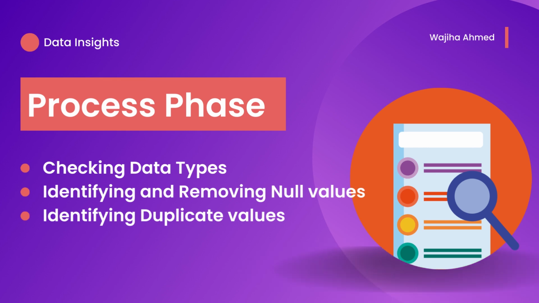Now we're discussing the third phase of the Cyclistic Bike-Share analysis, the process phase, in which we have three parts: checking the data types, identifying and removing null values, and identifying duplicate values. I'm using Microsoft SQL Server for the SQL queries in this task. So let's start our task.